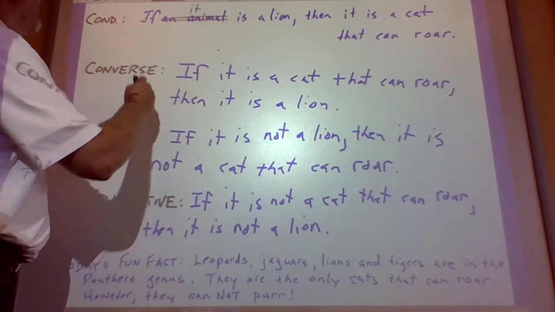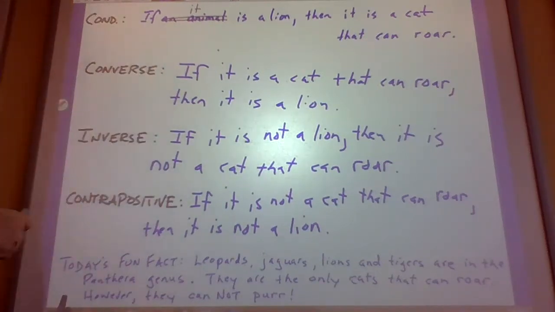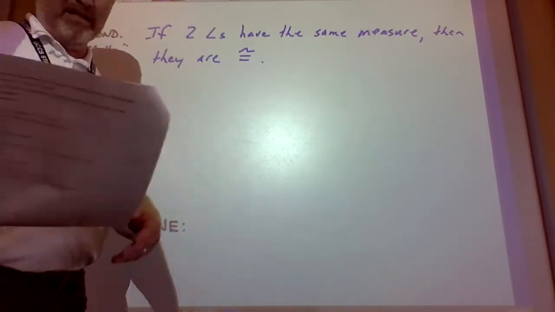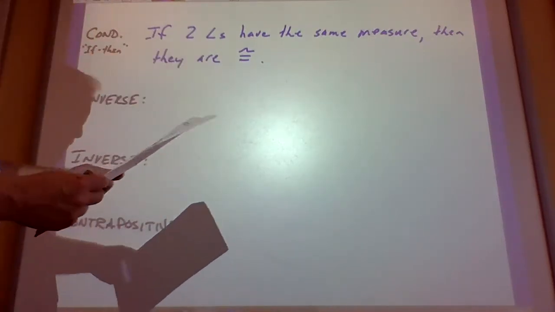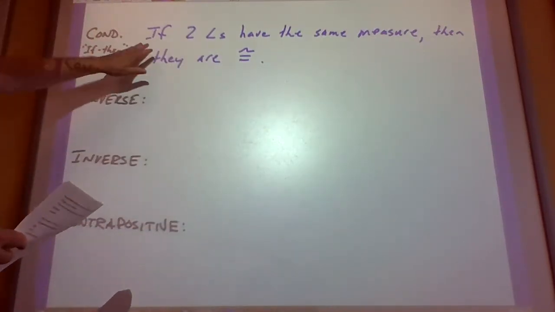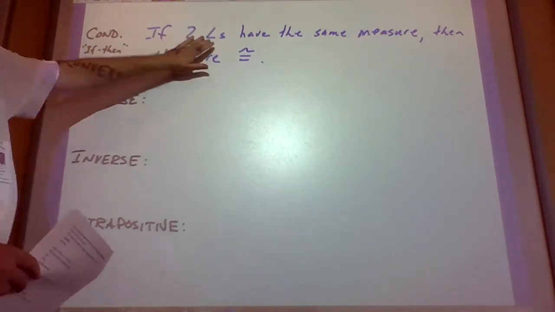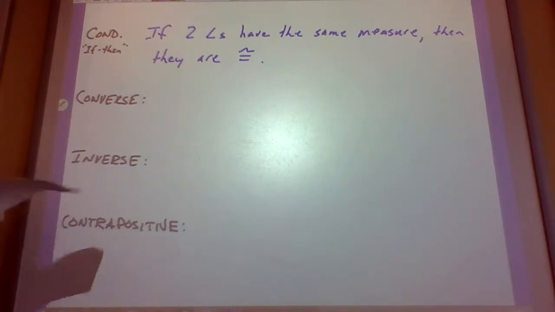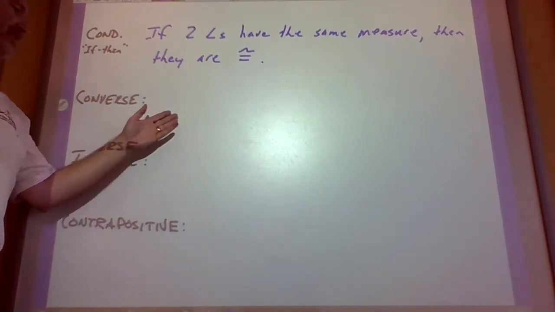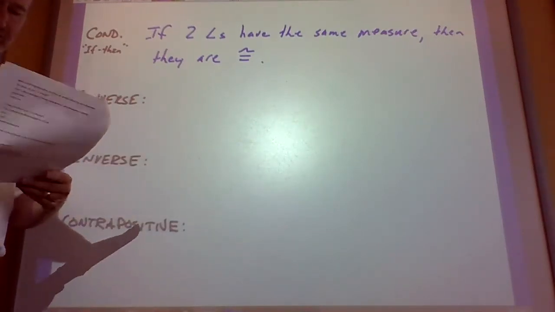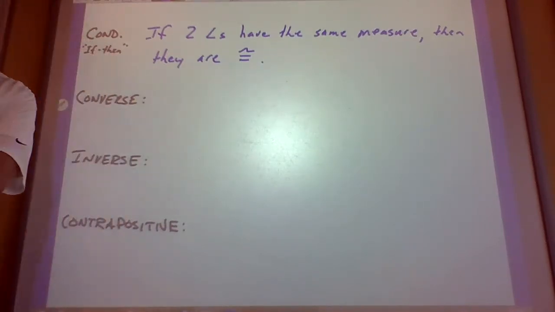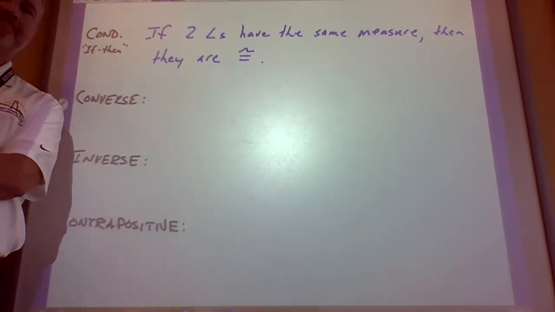Okay, I think that's going to take us to our last screen, maybe. Or maybe we are done. Oh, here's a little chance for you to get some practice. Here's a conditional. If two angles have the same measure, then they are congruent. Why don't you take a little time and do the converse, the inverse, and the contrapositive. I'll pause here. You'll write those out.